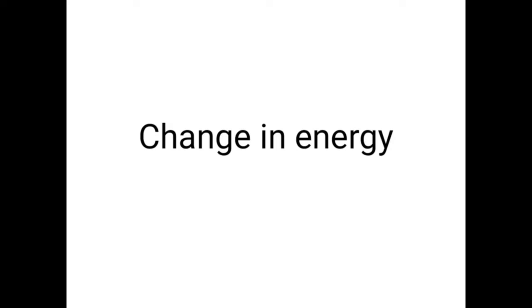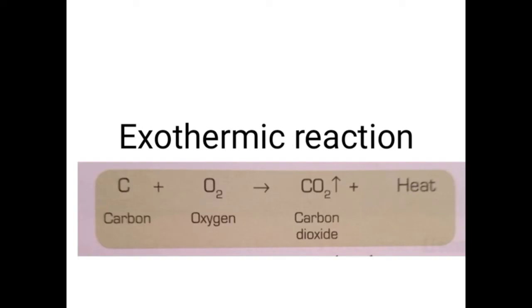Change in energy. In some of the chemical changes, energy is either absorbed or released. This energy can be heat energy, light energy, or electric energy. The most common type of change in energy is found with respect to heat energy. Based on the absorption or release of heat energy, chemical changes can be classified as exothermic and endothermic. The chemical reactions or changes in which heat is released during the reaction are called exothermic changes or exothermic reactions.